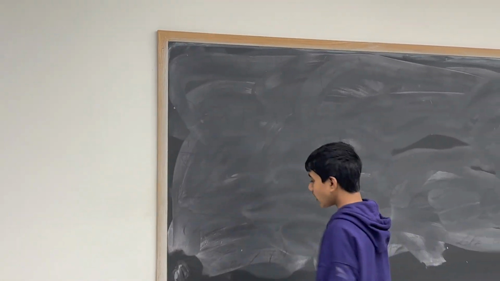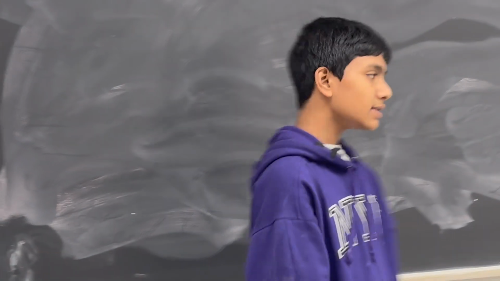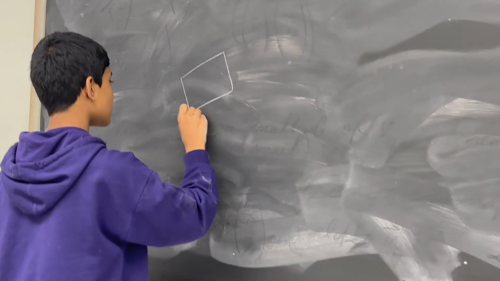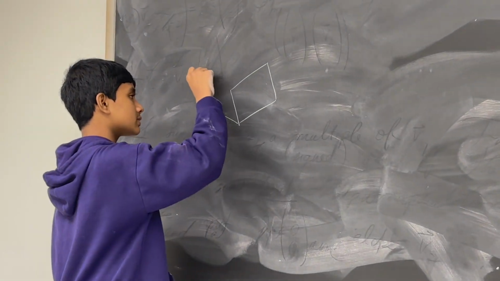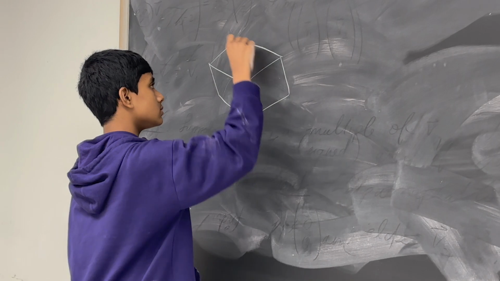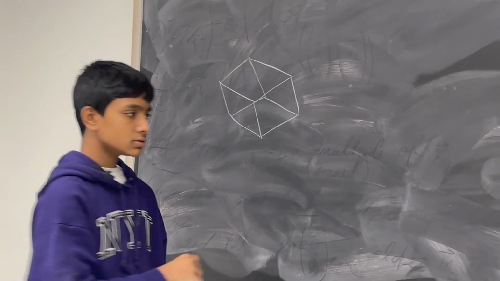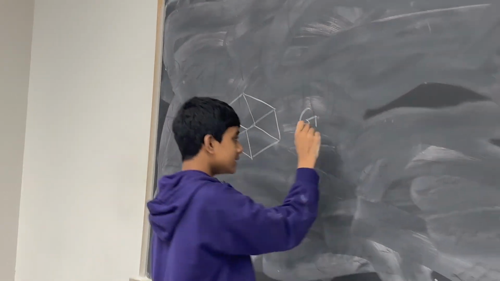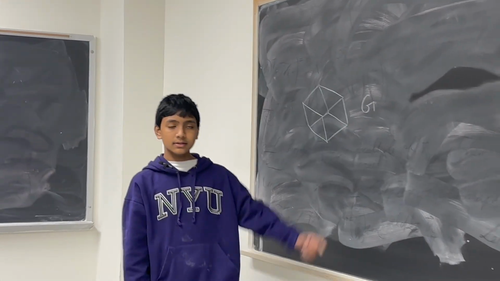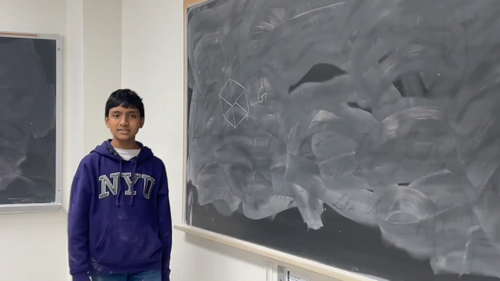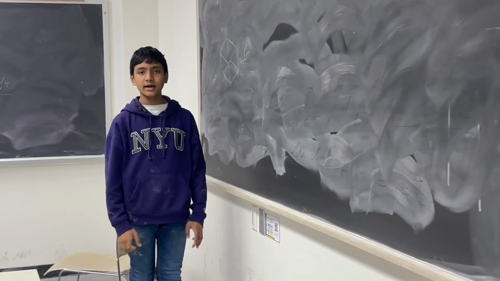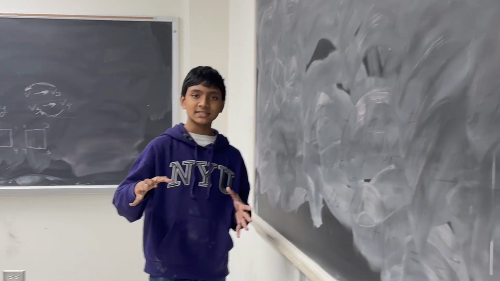Now, let's try and attack a problem that uses all of these concepts. Let's say we have a cube like this. Everyone knows what a cube is. Now, let G be all of the rotational symmetries of the cube, like the dihedral group, but in 3 dimensions.